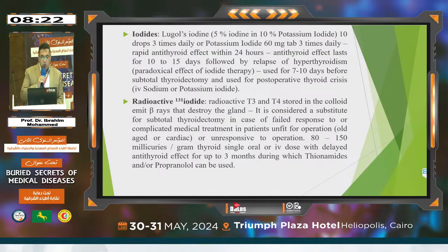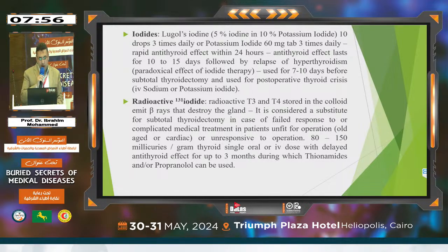Iodides include Lugol's iodine, 5% iodine and 10% potassium iodide, 10 drops 3 times daily, or potassium iodide 60 mg tablet 3 times daily. They have a rapid antithyroid effect which appears within 24 hours after starting the drug. Their antithyroid effect lasts for 10 to 15 days, followed by relapse of hyperthyroidism.